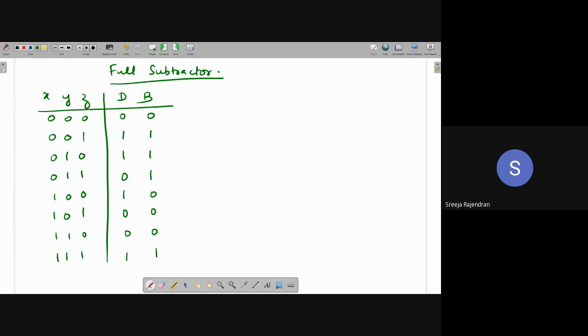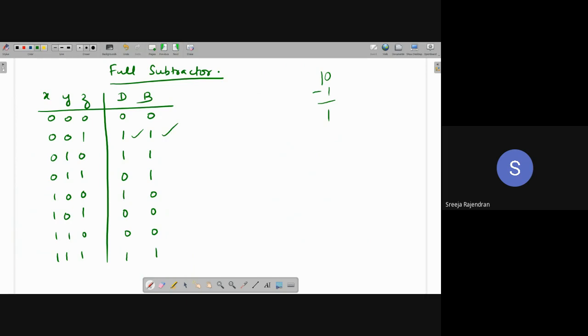The truth table. So first case is 0, 0, 0. There is nothing to do. If you subtract, you will get 0. You're not borrowing anything also. Now 0, 0, 1. So x minus y, if I'm doing 0 minus 0 is 0. Then I have to do 0 minus 1. 0 minus 1 means I have to borrow something from somewhere. So that means this becomes 10 now. So it becomes 1. So I have a borrow coming in. So that's why I have a borrow also and a difference of 1.